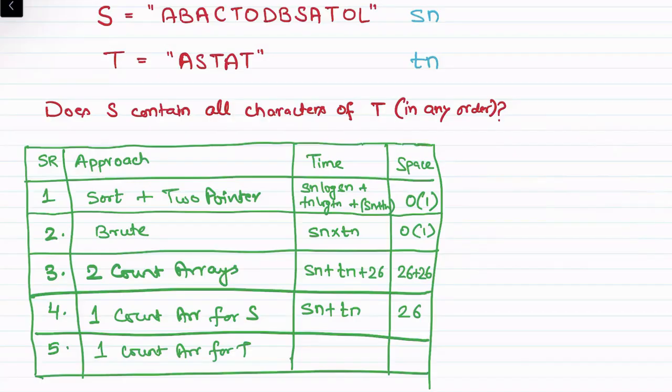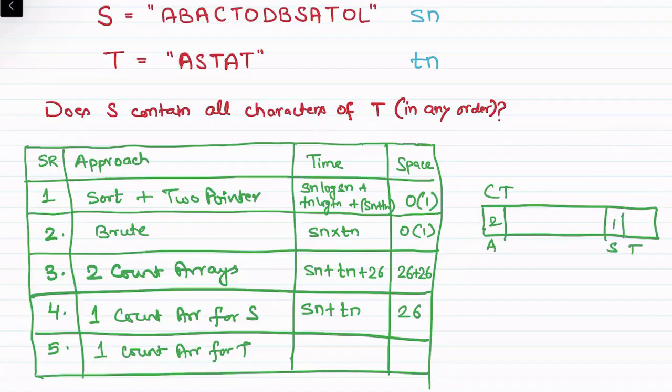This time, if we would have built a count array for T, could we use that to solve our problem? Let's say we use a count array for T. So here A would be occurring 2 times, S would be occurring 1 time, and T would be occurring 2 times.